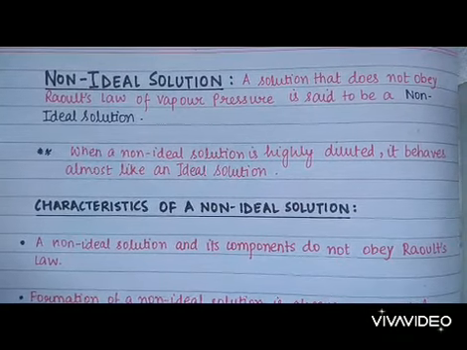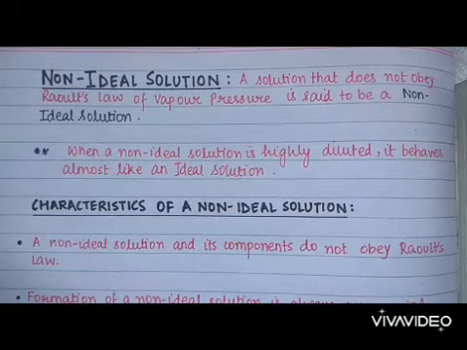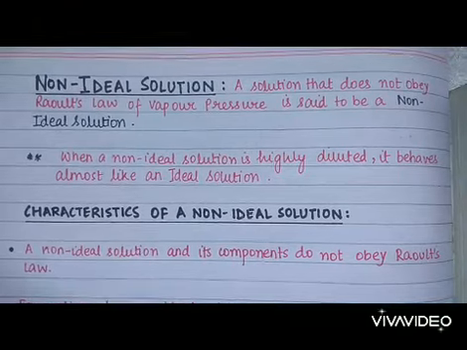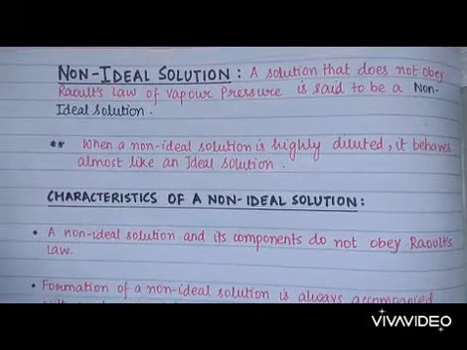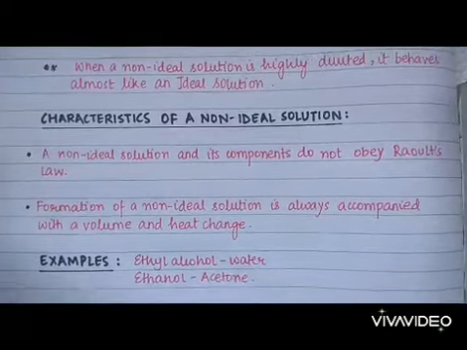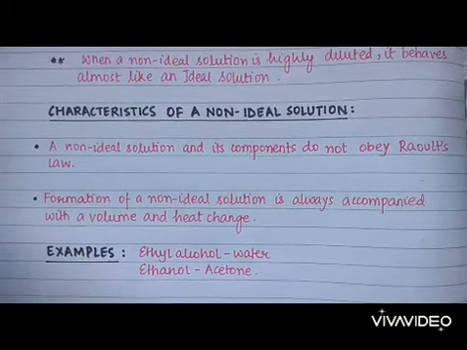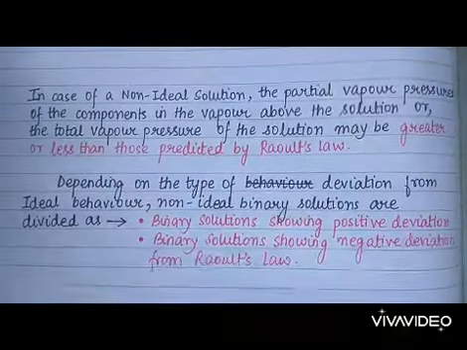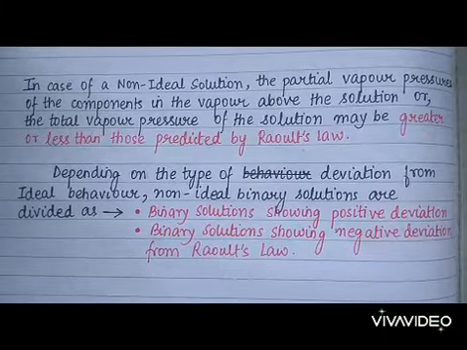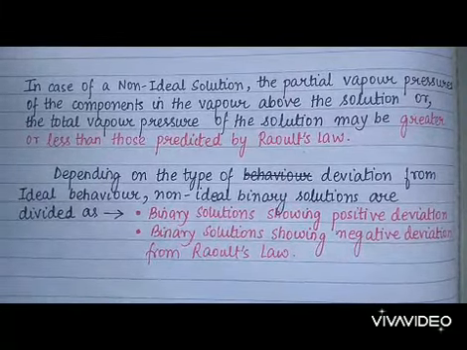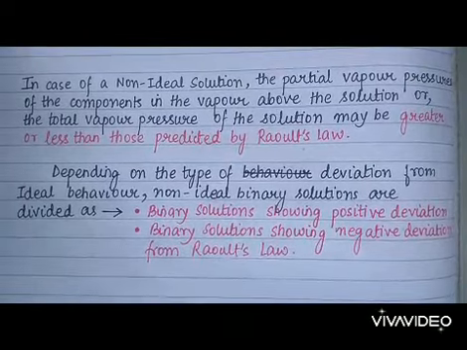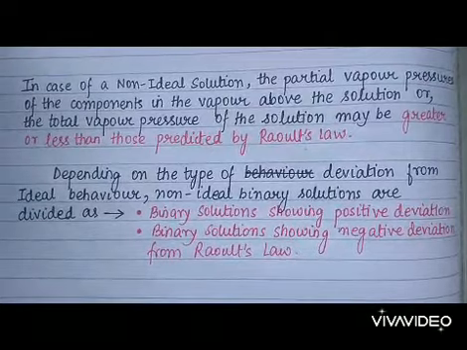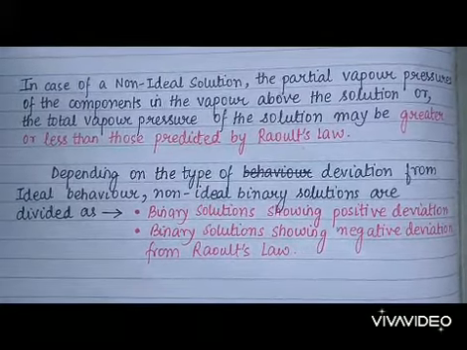Now we come to non-ideal solution, that is a solution that does not obey Raoult's law. We also have the characteristics of a non-ideal solution, that is they do not obey Raoult's law. Formation of a non-ideal solution is always accompanied with a volume and heat change. Always remember this. Now, in case of a non-ideal solution, the partial vapor pressures of the components in the vapor above the solution or the total vapor pressure of the solution may be greater or less than those predicted by Raoult's law. Depending on this, we have two categories.